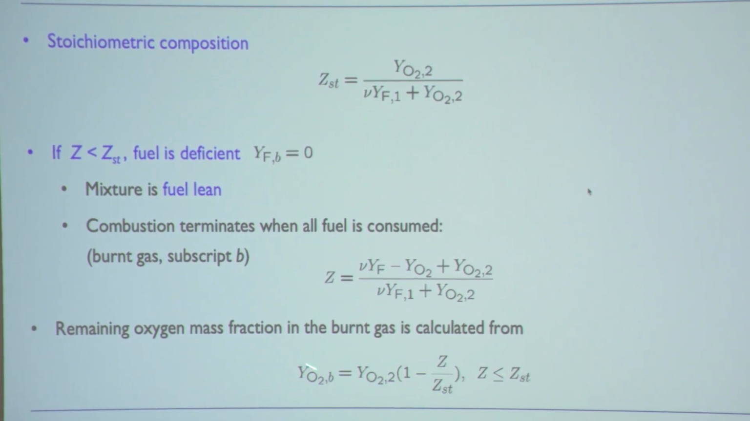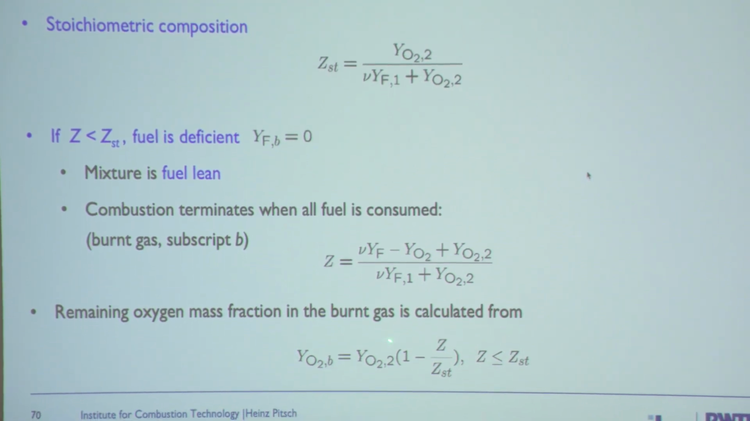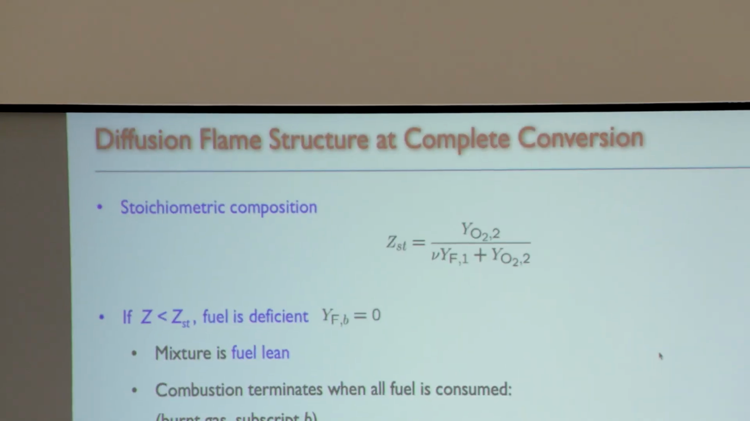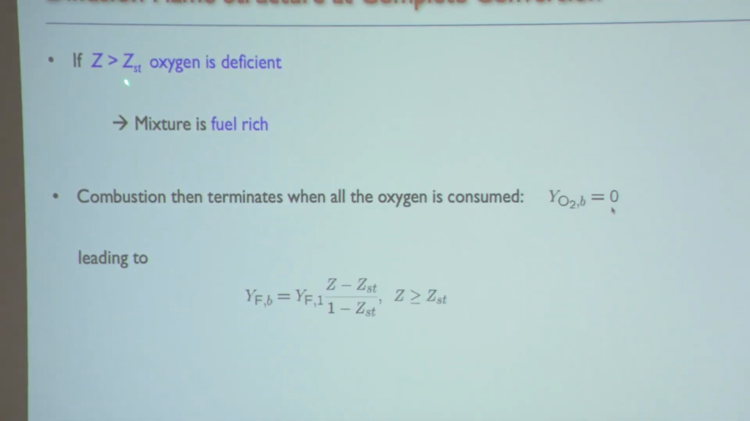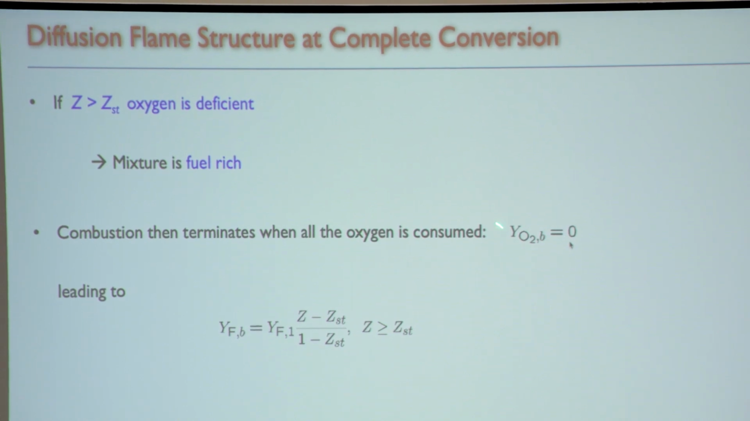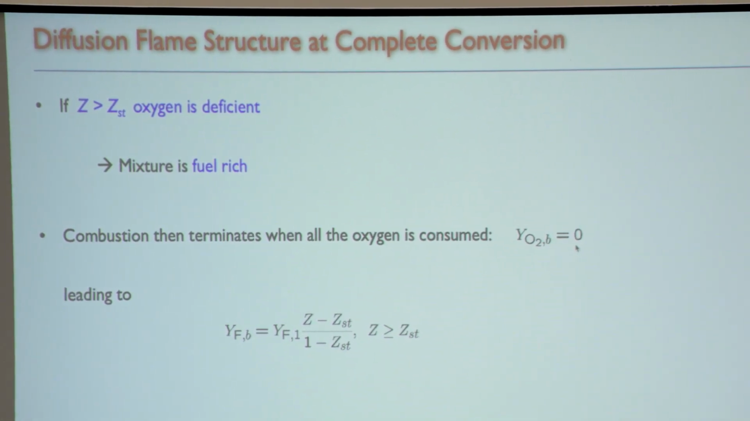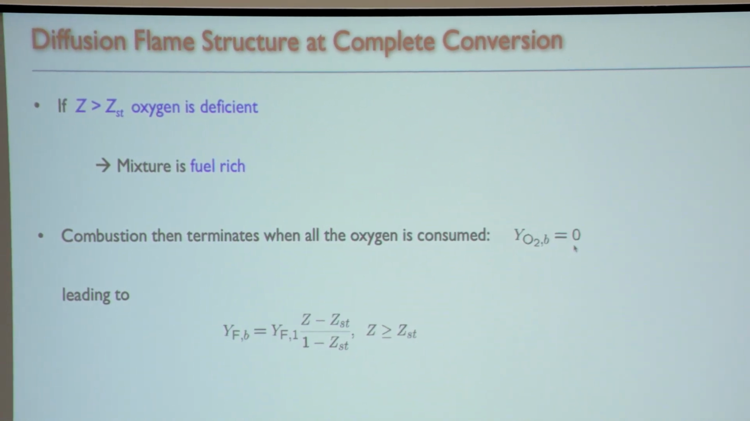And so you see, this shows you YO2 burnt as a function of mixture fraction. And you see, again, it's linear. And this is just for the lean region. Okay, I can do the same for the rich region, where oxygen is 0, and determine the fuel mass fraction.